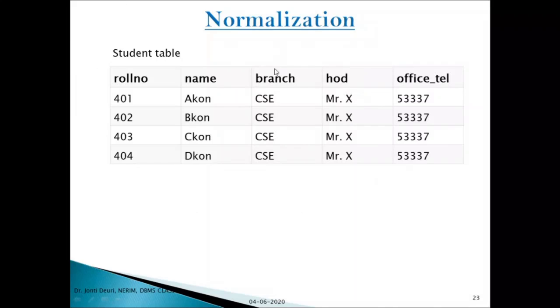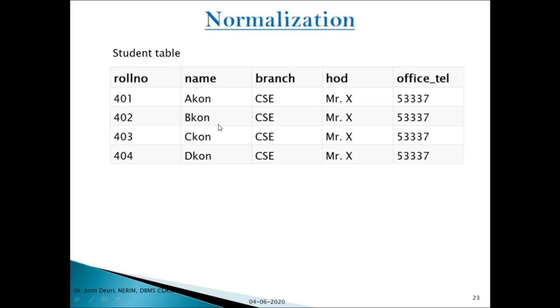Okay, so here we'll take one example. We have one student table with student roll number, student name, branch, HOD, and office telephone number. All the HOD's information and office information is here in the same table, along with the students' information. Now if I insert values here, you can see these values are repeating unnecessarily: CSE, Mr. X, this branch information is repeating for all the CSE students.